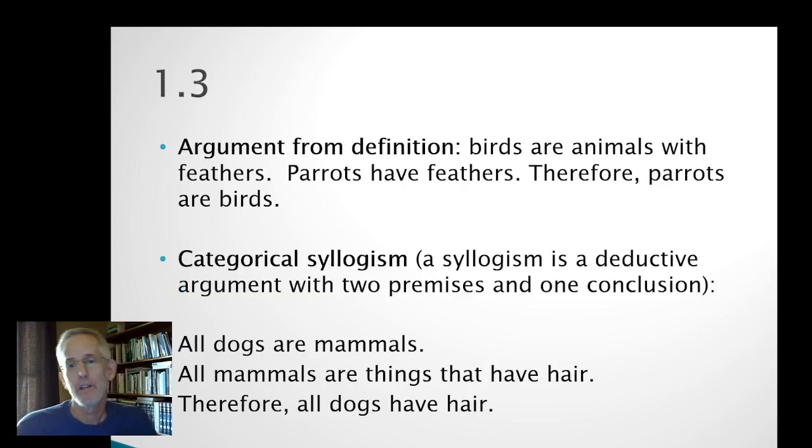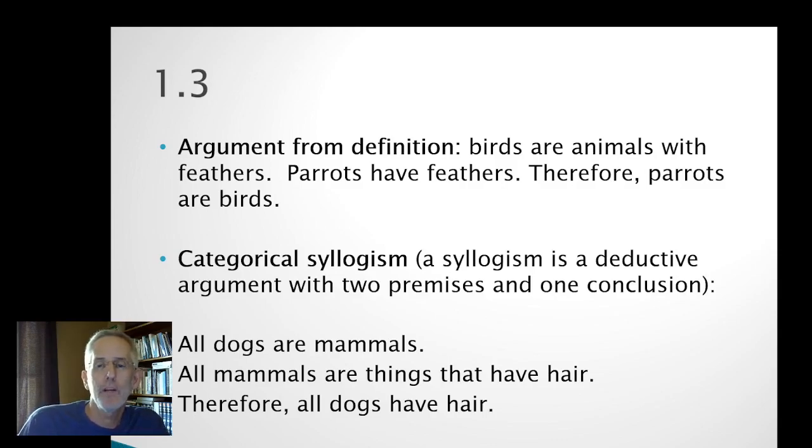Arguments from definition. So birds are animals with feathers. Parrots have feathers. Therefore, parrots are birds. The conclusion, therefore, parrots are birds, could not have come out any other way. If you accept that it's true that birds are animals with feathers, and then you state that parrots have feathers, then it follows that parrots are birds. With the stipulation that birds are the only animals that have feathers. That's implied in the first premise in that argument.